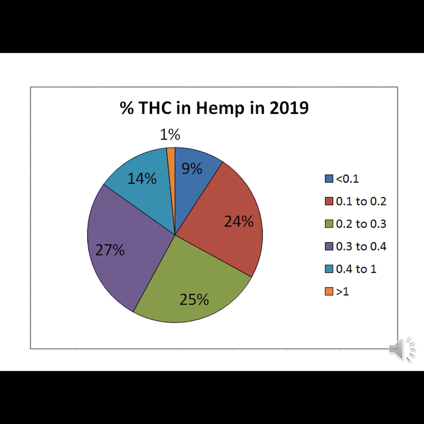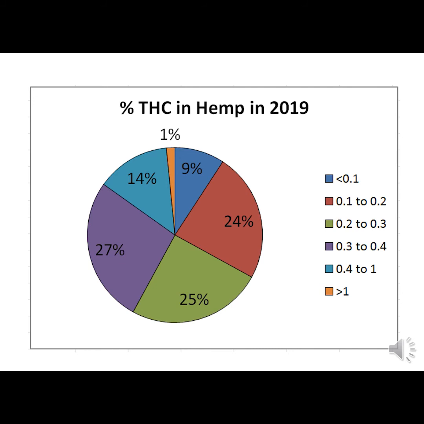In 2019, the number of plants that tested with high THC increased. And we actually saw some plants testing greater than 1% THC. About 14% tested between 0.4 and 1%, and 27% tested between 0.3 and 0.4%. So 42% of the plants tested greater than 0.3% THC.